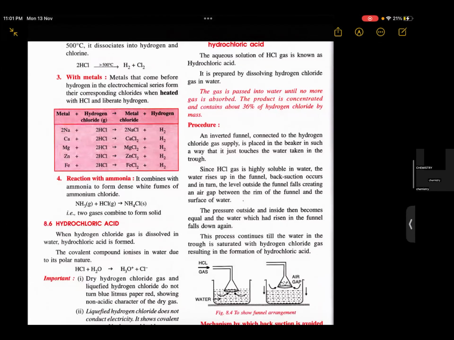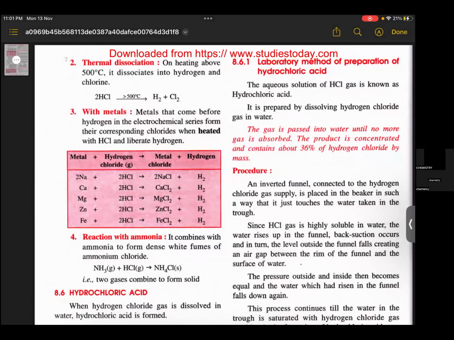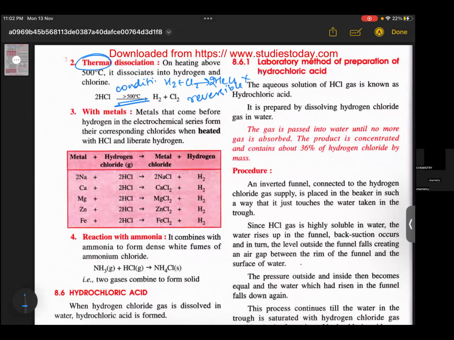Next, we'll be looking at thermal dissociation. On heating, so this is again reversible. As we have H2 plus Cl2 gives us HCl, but the conditions are different. So it's not irreversible. Thermal dissociation means that a compound breaks down into its constituent compounds in the presence of heat. That's where it gets thermal from. So when you heat it above 500 degrees Celsius, again, condition is important. It dissociates into hydrogen and chlorine.